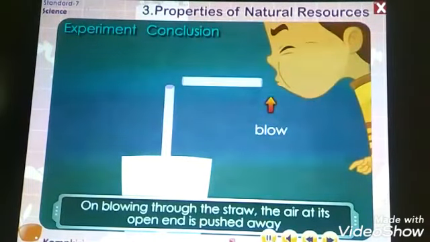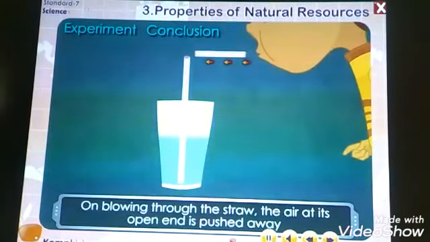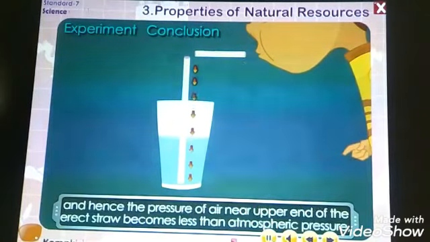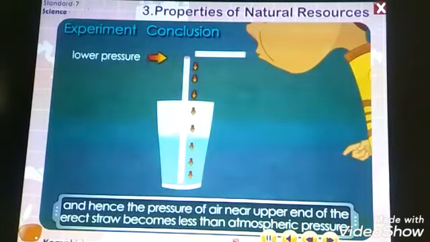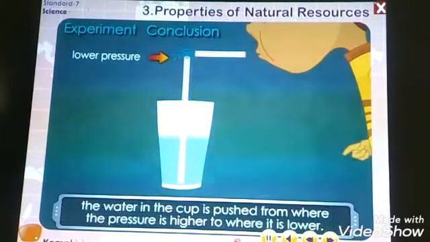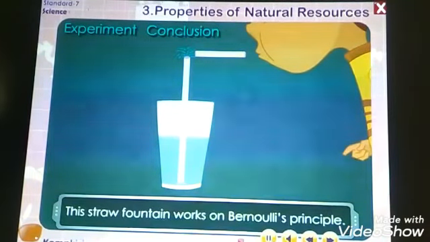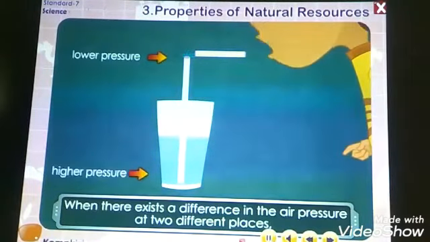Conclusion. On blowing through the straw, the air at its open end is pushed away, and hence the pressure of air near the upper end of the erect straw becomes less than atmospheric pressure. The water in the cup is pushed from where the pressure is higher to where it is lower. This straw fountain works on Bernoulli's principle.